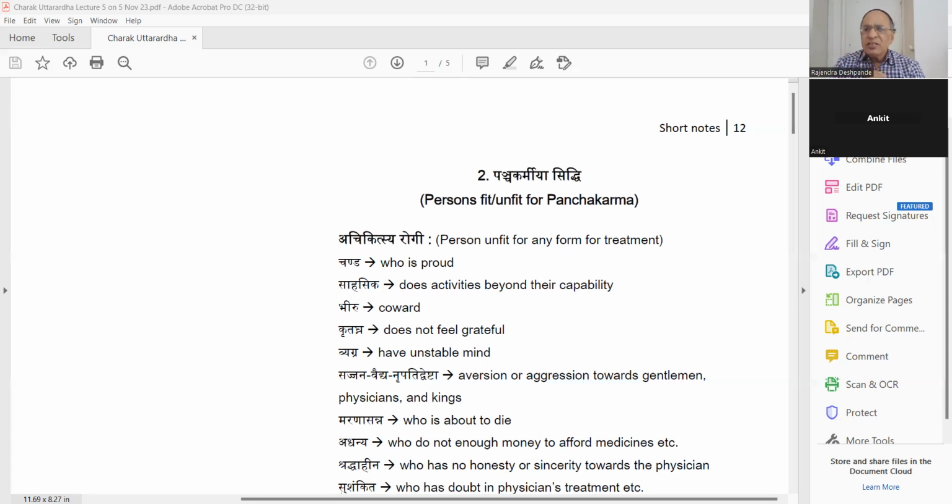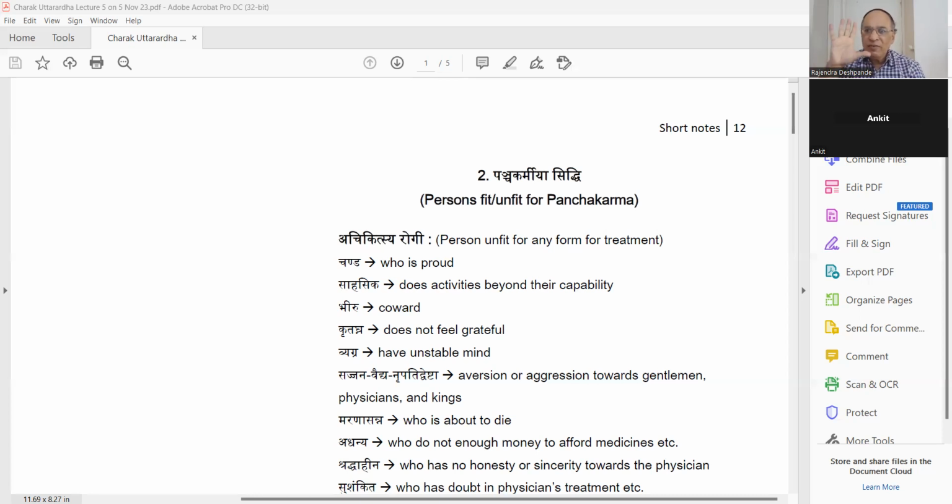So then what is this Siddhisthana? Siddhi is the last, success. If you want success, you should know the indications, contraindications, and complications of these procedures. Please write it down. Today is the 5th of November 2023. This is the Charak Uttarardha lecture, and today we are discussing Siddhisthana, chapter number 2, Panchakarmiya Siddhi.